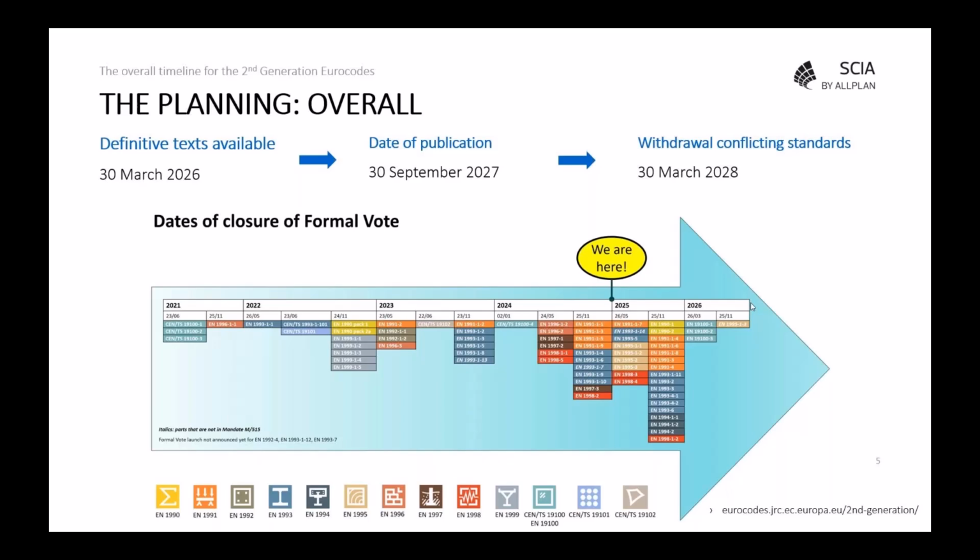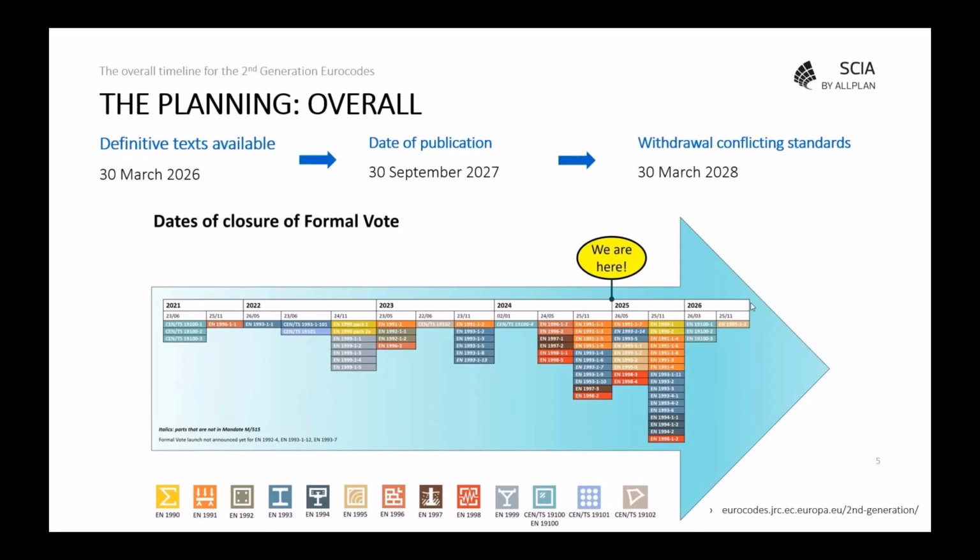And then since then, a lot of work has been done. Also at the end of 2023, you see that fire, cold formed design, plate design, and connection design have been formally voted. And today we are right in the middle of the big rush of most of the final versions and formal votes that will be finalized for the new text. And then by March 2026, the aim is to have the final definitive text available for all codes.